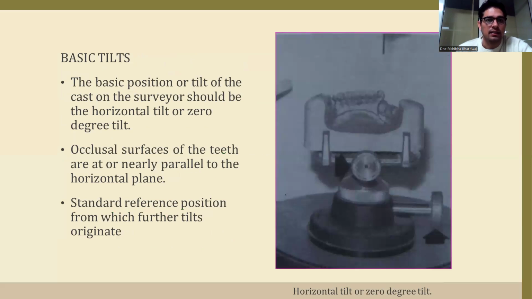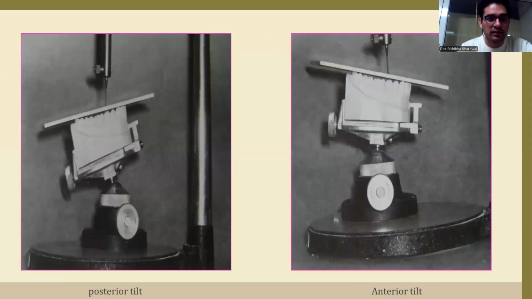Basic tilts. The basic position or the tilt of the cast on the surveyor should be the horizontal tilt or the zero tilt. Occlusal surfaces of the teeth are at or nearly parallel to the horizontal plane, the standard reference position from which further tilt originates. It means we should try to keep the tilt minimum. It should be 0 degrees in ideal conditions.